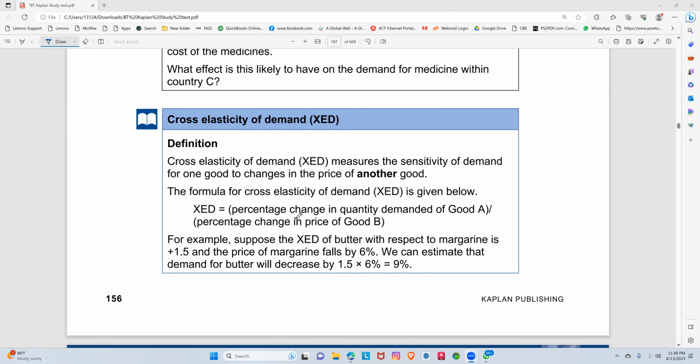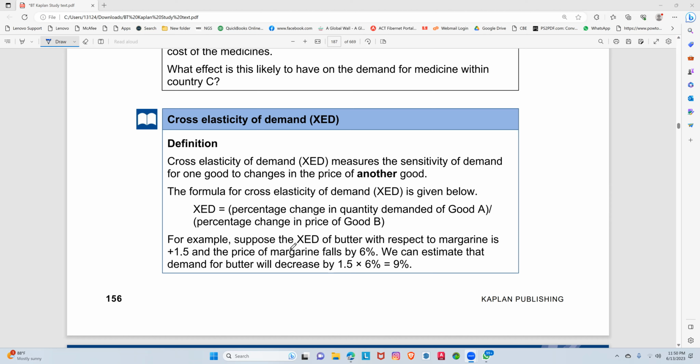Now, cross elasticity of demand. Cross elasticity measures the sensitivity of demand for one good to changes in the price of another good. Okay, like for example, the price of petrol is changing. The demand for cars will change or not? Yes. So the price change of one good is changing the demand of another.